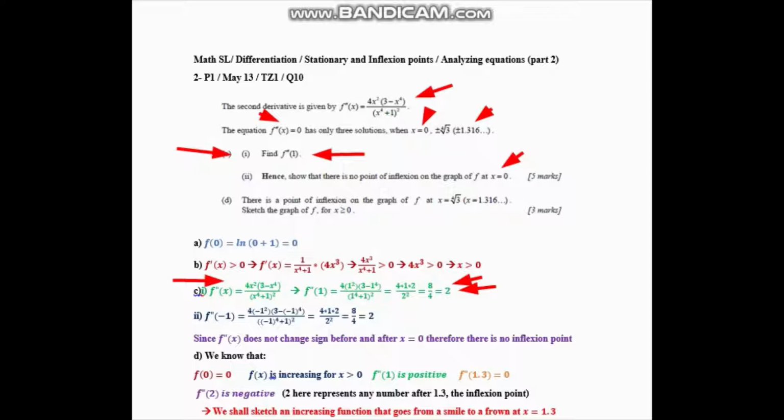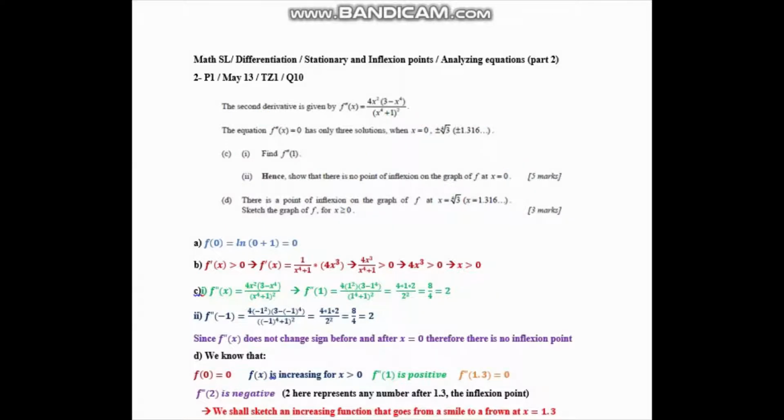So I just need to check what the function looks like before x equals 0. So I chose f double dash of negative 1, and when I evaluated this, I got another positive answer. So f double dash of negative 1 is positive. F double dash of positive 1 is also positive. Hence, f double dash does not change sign before and after x equals 0. So there is no inflection point.